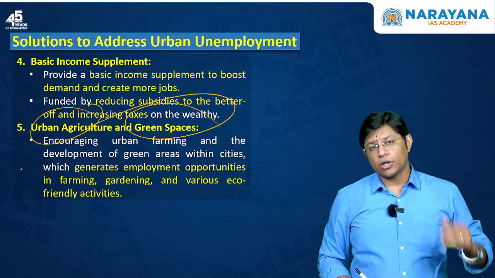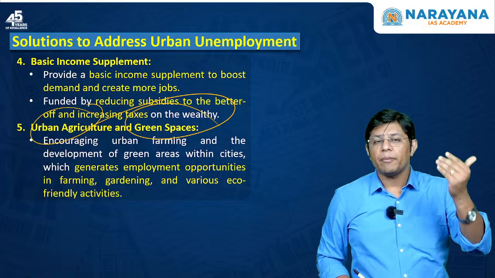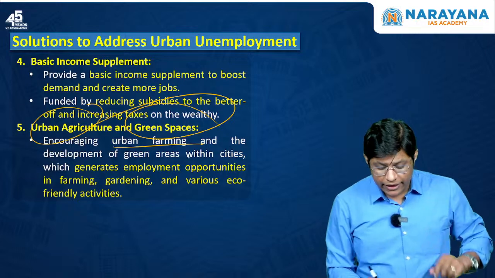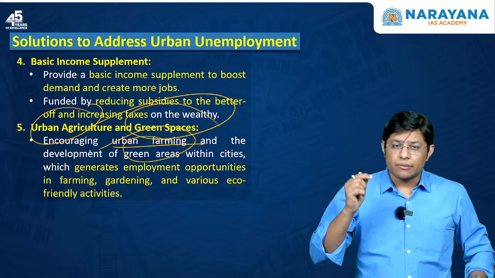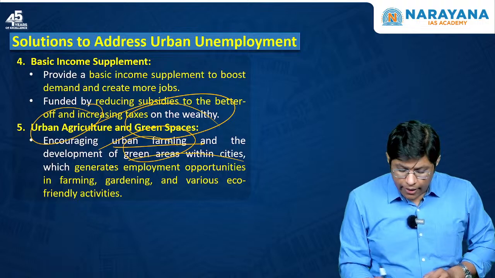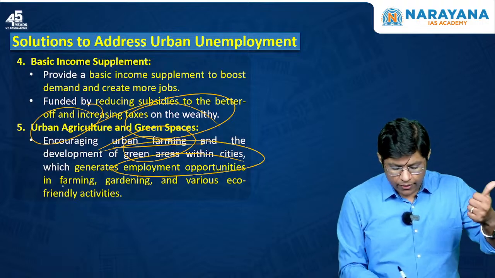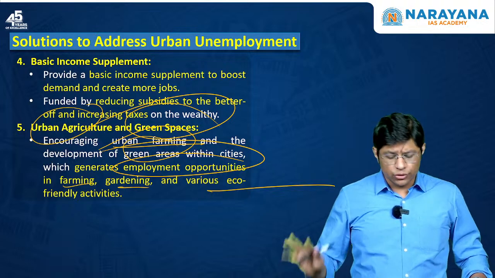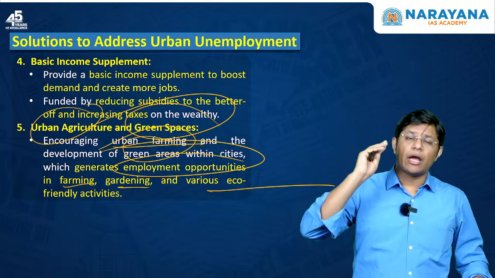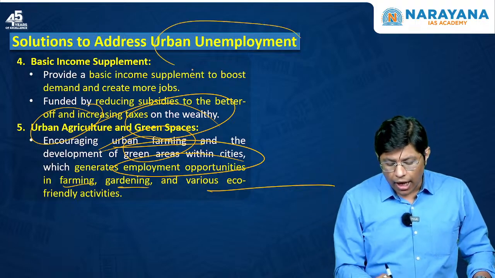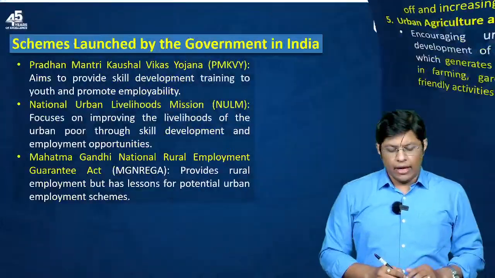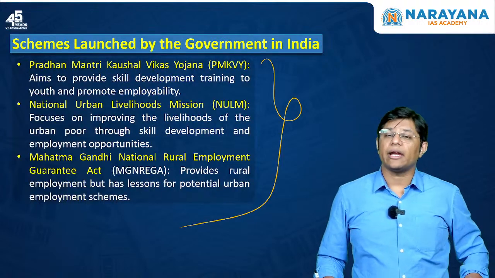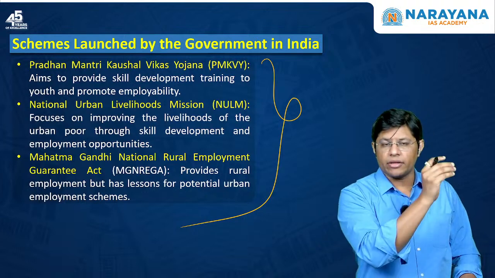Now, here the author of the article is trying to suggest that the government should encourage urban farming and develop green areas within cities, so that this results in employment opportunities in farming, gardening and various eco-friendly activities. So, these are the solutions that we can think of and implement to address the urban unemployment issue. And these are some of the schemes the government of India has introduced to provide employment to the people who live in the urban areas.